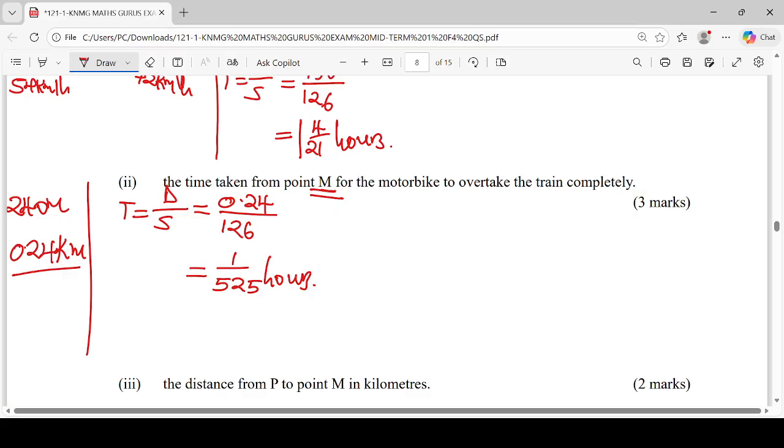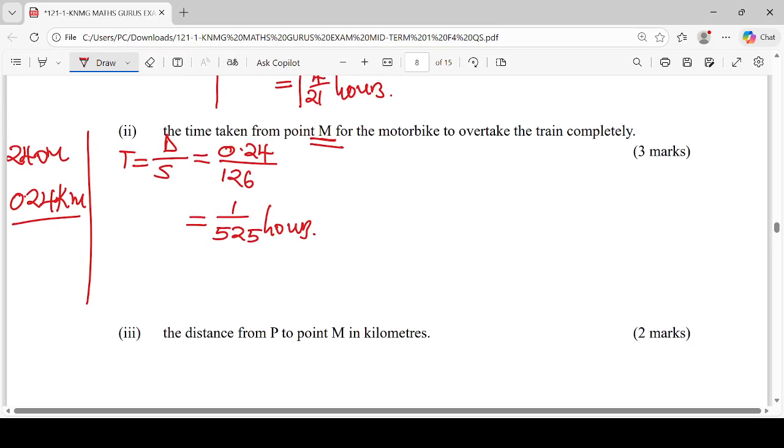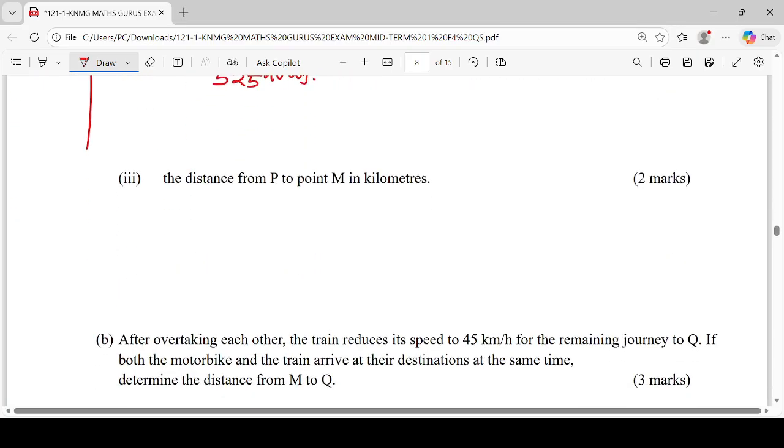Just imagine doing like that, you have your 3 marks. No more stories here in mathematics. Let's look at Roman 2. The distance from P to M in kilometers.